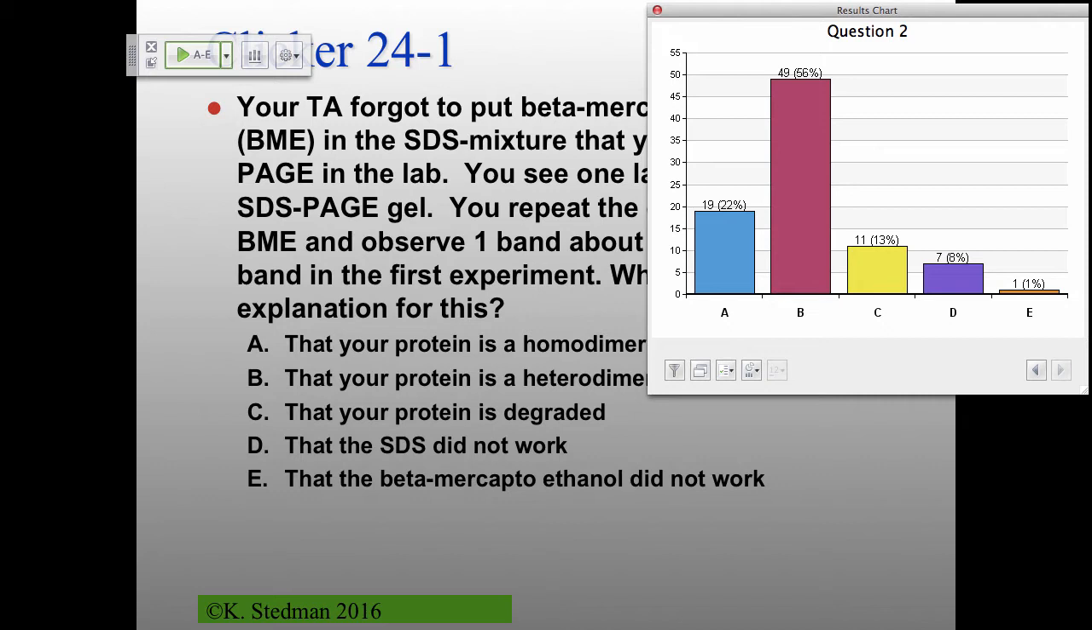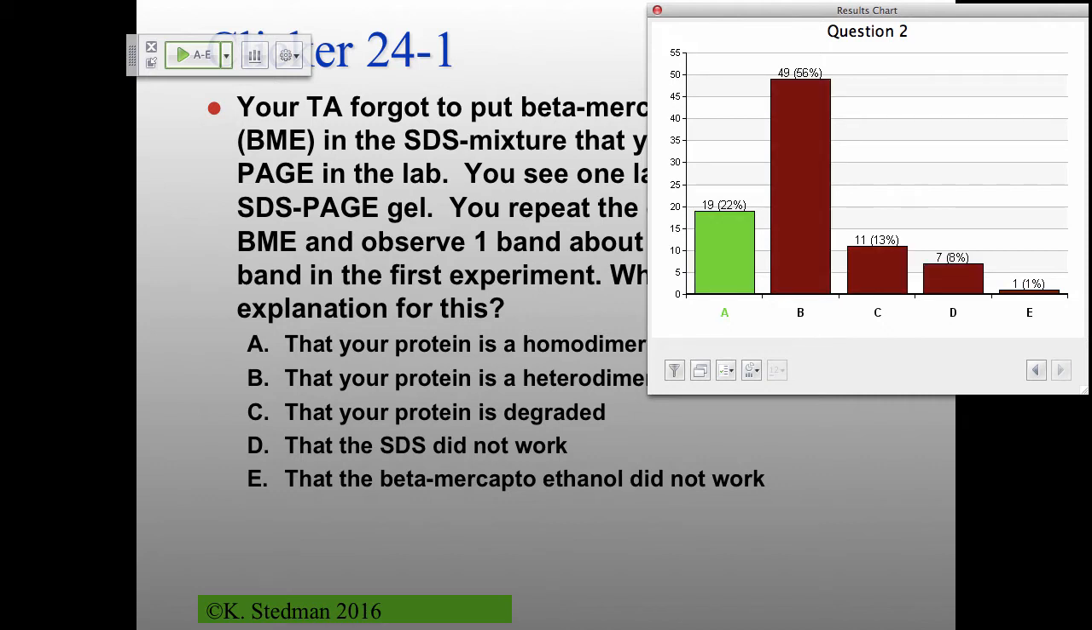If they were going to be one band on SDS page, what does that mean? Both of those pieces are about the same size, right? If they're running as one band on SDS page, that's the whole point of SDS page. You're separating based on size, right? So what does that mean about homo versus heterodimer? It's much more likely to be a homodimer than a heterodimer, because heterodimer is going to be different. And they might have the same size, but it's much more likely that you have a homodimer.